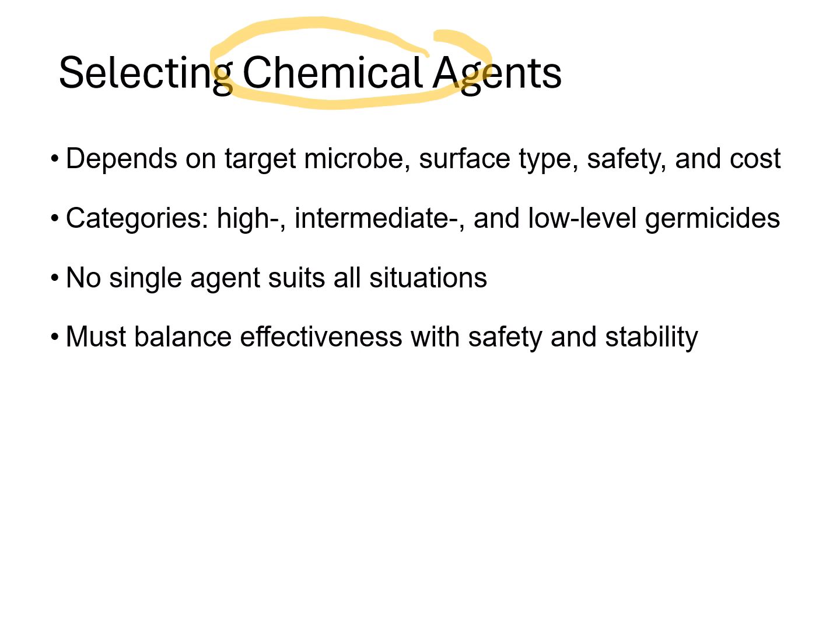Pretty much anywhere microbial contamination must be minimized or eliminated. And no single agent works best for all microbes or surfaces. We really choose based on the target organisms, the material compatibility, safety, and cost. And we'll see later that germicides are categorized based on what they can kill. If they can kill pretty much everything, these will be high-level germicides. If they can destroy only very basic microbes like vegetative cells, we call those low-level germicides.